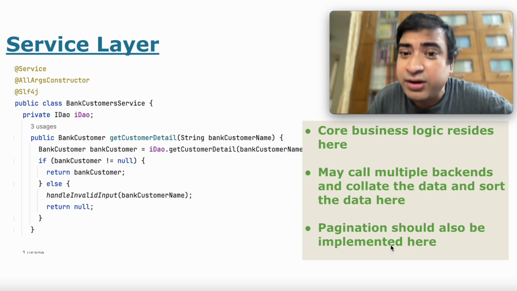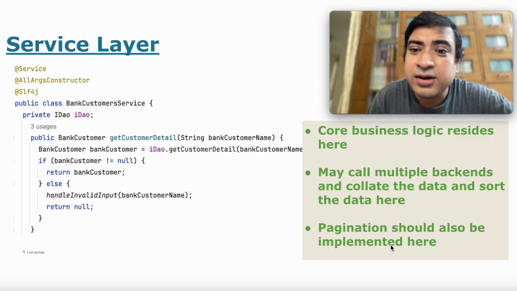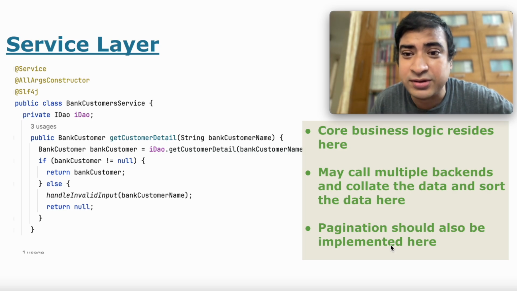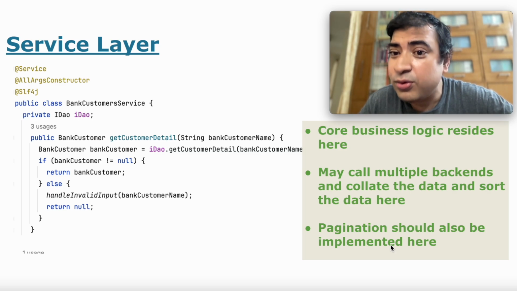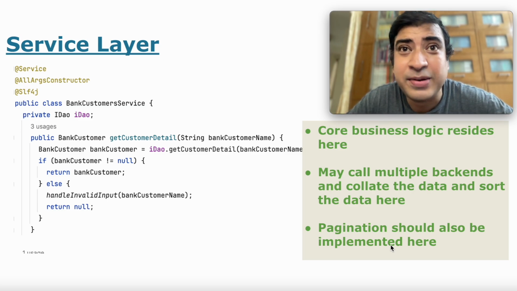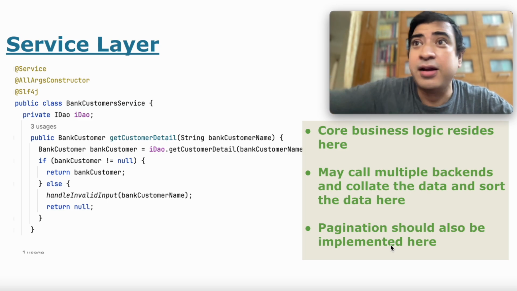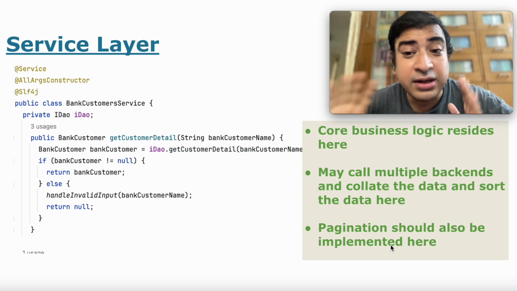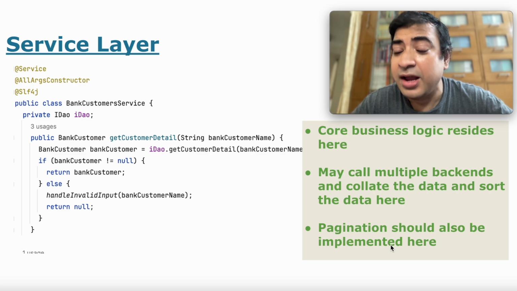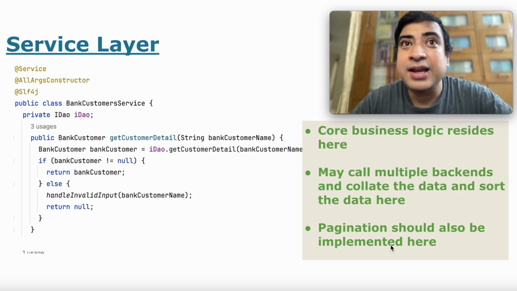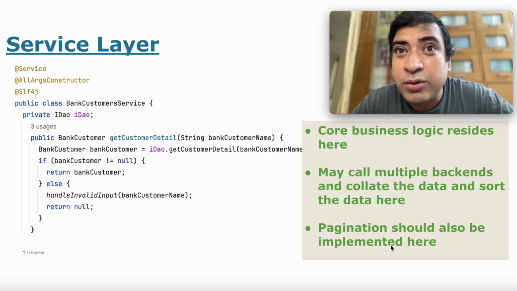The service layer should not know the request or the response, and should not also know about where the data is coming from. Like the data may be coming from a database, the data may be coming from a different service, the data may be coming from a file system and whatnot. But the service layer is not bothered about that. The service layer is about basically implementing the core business logic.